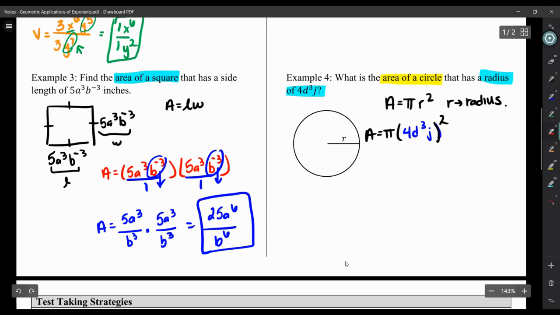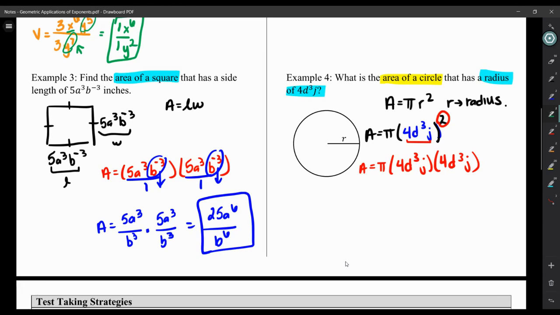So this is the one rule I don't suggest using, because sometimes this is the one that's difficult. Well, if I have a squared on the outside, that means there's two of these multiplied together. So A is equal to pi times 4d to the third j times 4d to the third j. So now that I have this expanded, let's use our rule. Pi is just going to stay pi. We're not going to change pi to 3.14.